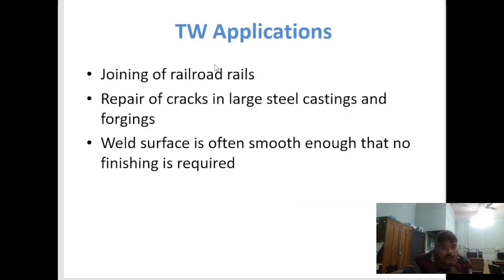Applications: joining of railroad rails, repair of cracks in large steel castings and forgings. Weld surface is often smooth enough that no finishing is required.